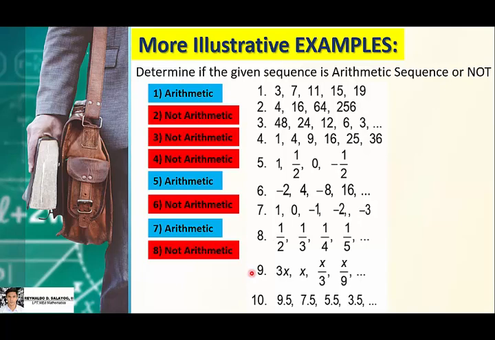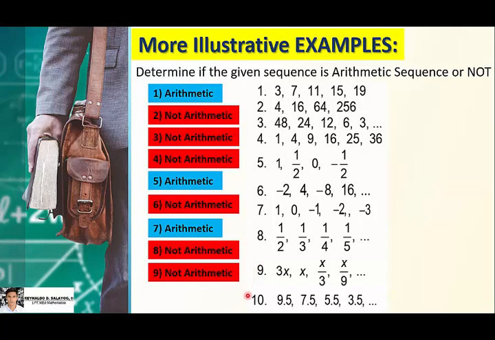Moving on to item number 9. So we got here 3x, the second term is x, the third term is x over 3, and the fourth term is x over 9. So when we subtract 3x from x, then the answer is negative 2x. And that difference is not actually equal to the result when we subtract x from x over 3. Since that is the case, then this 9 is not an arithmetic sequence.